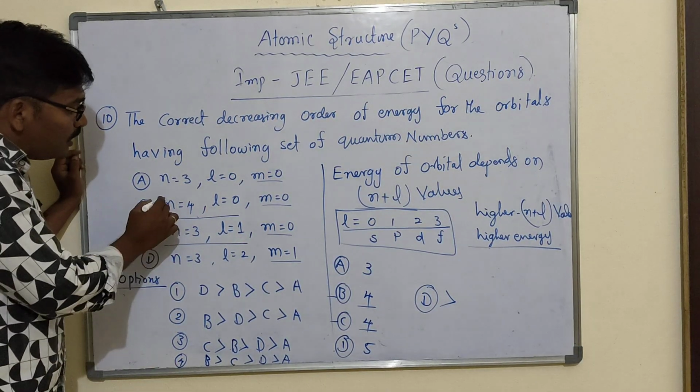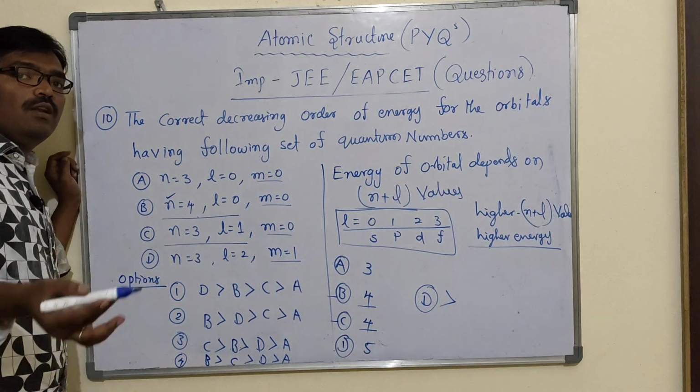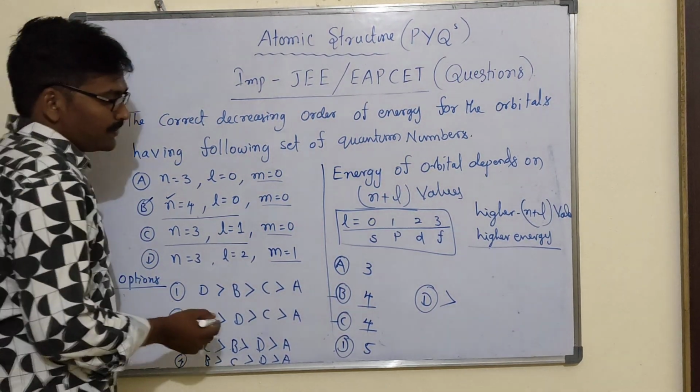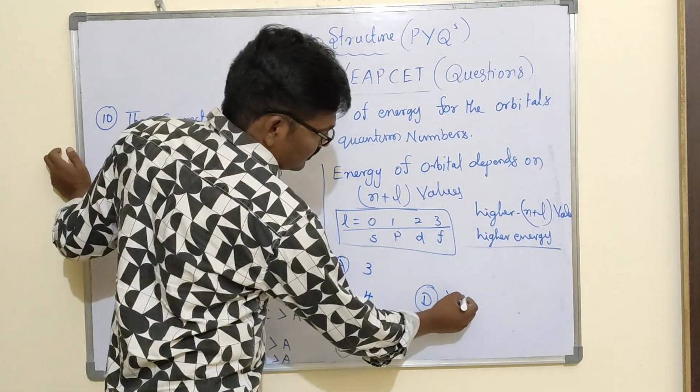At that time, only the n value has to be considered. Whichever has the higher n value has the higher energy. So B option is correct.